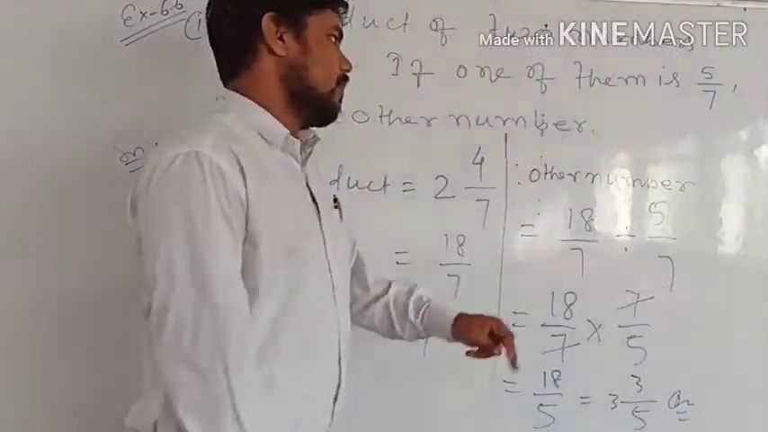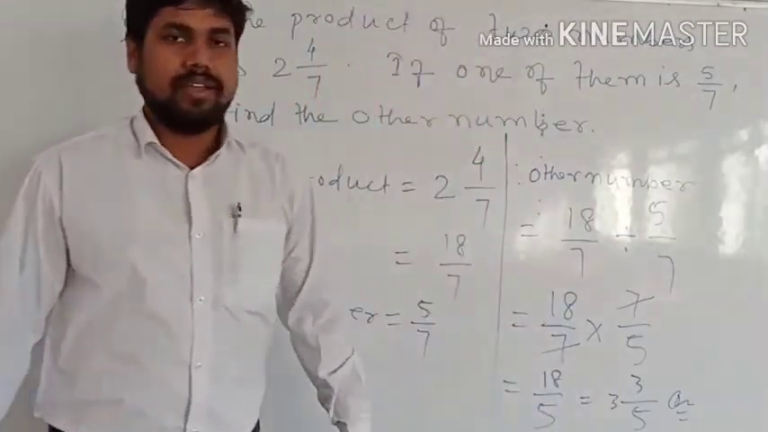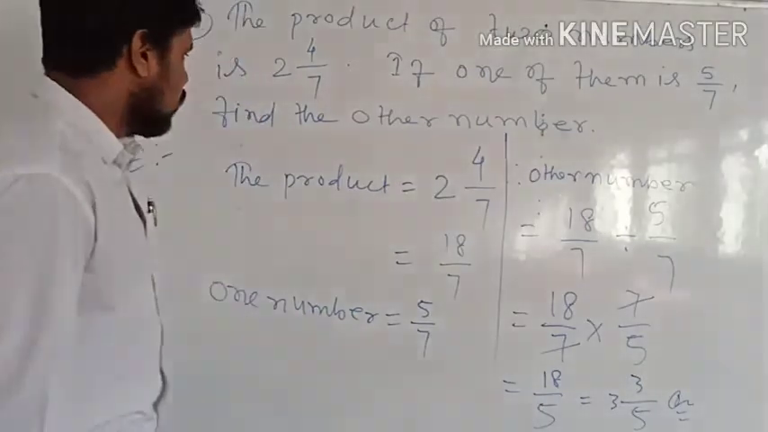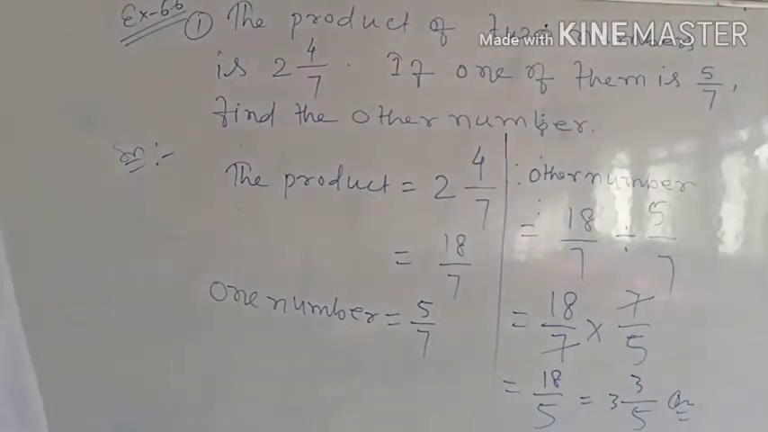तो यहाँ पे एक नंबर 5 by 7 दिया हुआ है, so the other number will be 3 whole 3 by 5. So this is how you can solve the word problems of question number 1 of exercise 6.6.